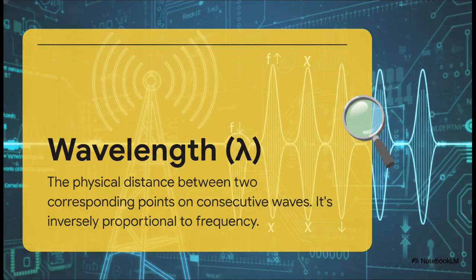Next, we have wavelength. You'll see it written as the Greek letter lambda. Now, this isn't about speed. This is about physical size. It's the actual measurable distance from the peak of one wave to the peak of the very next one. And here is the absolute key relationship you have to remember. As the frequency goes up, the wavelength gets shorter. They're complete opposites. And this little fact is going to be so important when we start talking about antennas.